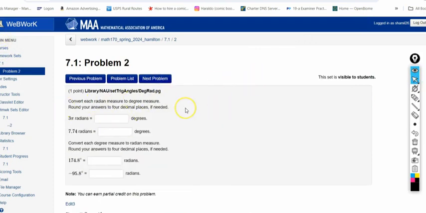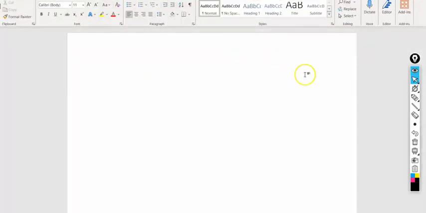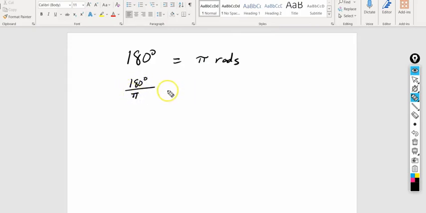Okay, so if we come here to this problem 2, they want you to convert from radians to degrees. The only thing you have to remember about this is that 180 degrees is the same thing as pi radians. So if you think of this as a fraction, that would be equivalent to the number 1, and that would be equivalent to the number 1.